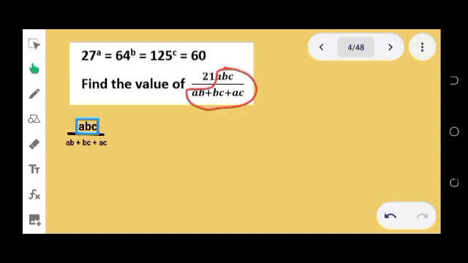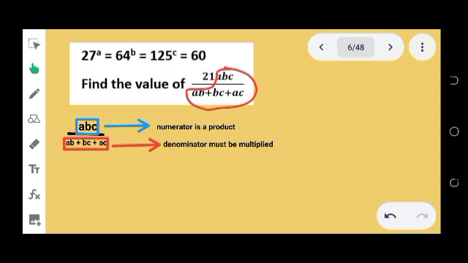As you can see, the numerator ABC is actually a product. That means the denominator must be multiplied as well. But as you can see here, a sum is involved. So to make it a product, it must have a common factor. But looking at the terms, we cannot find any common factor among AB, BC, and AC. That means we cannot have a fraction of this form. So the only way to get this fraction is to treat it as a reciprocal.